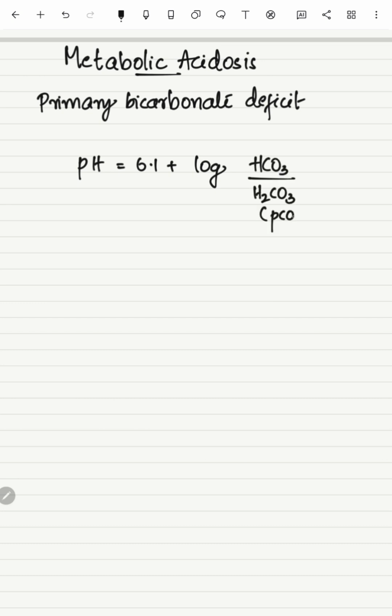So what happens in metabolic acidosis? pH is decreased. And what change are you expecting in HCO3? HCO3 values also should decrease because pH is proportional to HCO3 concentration. And in this case, the ratio will be less than 20. When there is excess acid production in the body, the bicarbonate is used up for buffering.